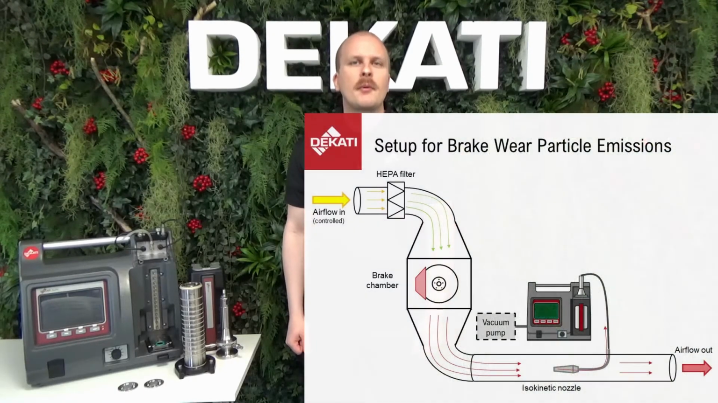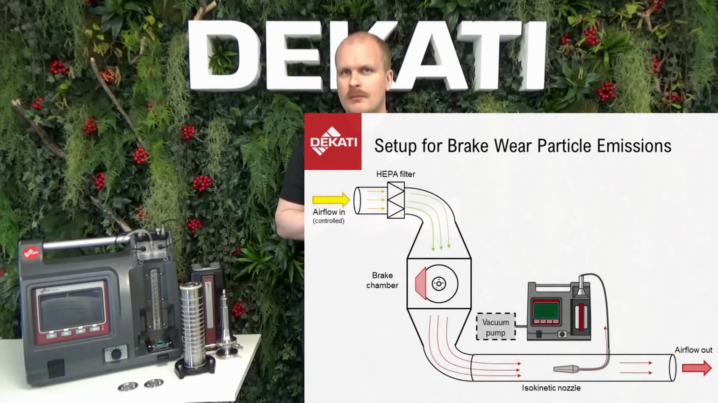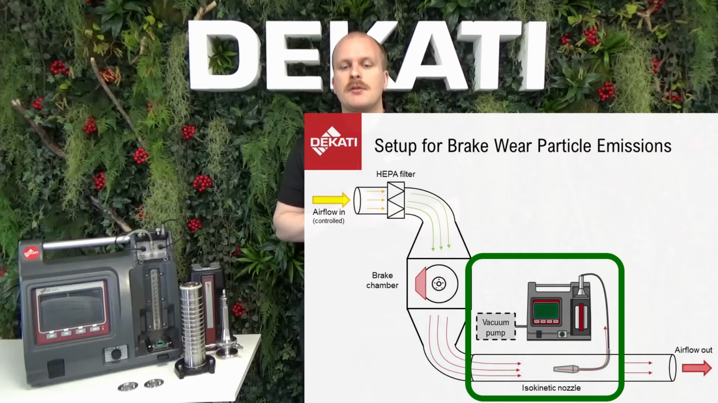In brakeware emission measurements, the sample is usually drawn from a brake dyno or some other enclosure. The basic idea is to feed particle-free air through the brake system. After it has flown past the brake chamber, it carries the brakeware particle emissions to an outlet duct. To ensure a representative particle sample, an isokinetic nozzle is used to draw the sample to the particle measurement instrument, which is connected to a vacuum pump. Dekati can provide you the whole setup from the nozzle to the pump.